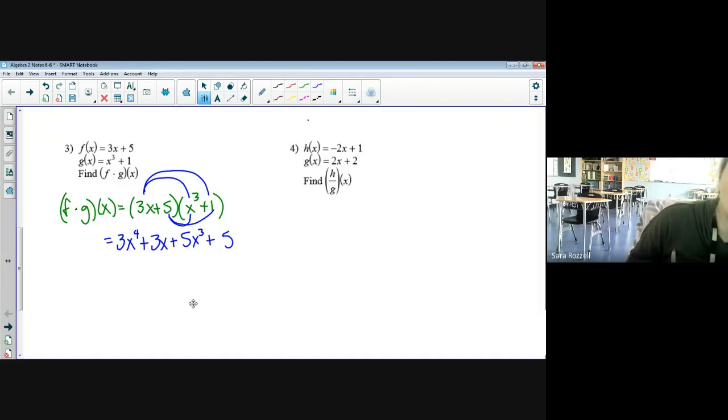Is this problem written in standard form, where we go from highest power to lowest power? No, I need to rearrange it, and then I'll be done. So 3x to the fourth plus 5x cubed plus 3x plus 5. So I just had to swap these two to be in standard form. And when you have multiplying, put parentheses around your problems, distribute. Sometimes you might have to combine like terms.